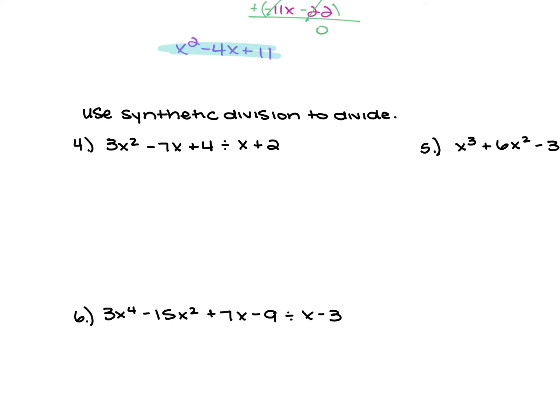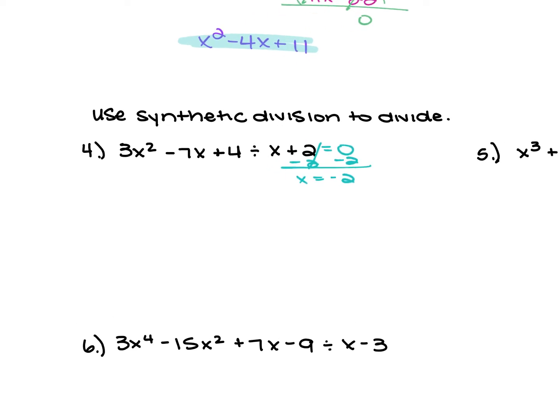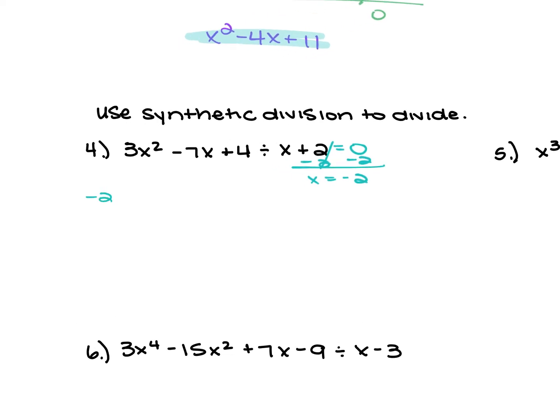So if we look at example 4, we have 3x squared minus 7x plus 4 divided by x plus 2. You have x squared, x, and your constant, so you're good with your powers. From here, we're going to take that x plus 2, set it equal to 0, and solve. Move your 2 over, subtract it from each side. You get that x is equal to negative 2. That negative 2 is going to be the number on the outside. On the inside, you're going to have your coefficients and your constants. So 3, negative 7, and 4.